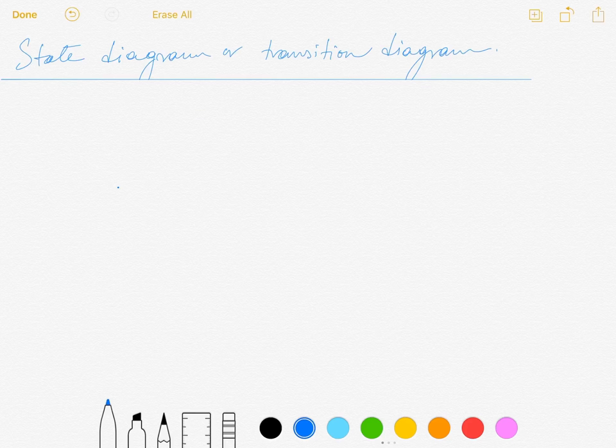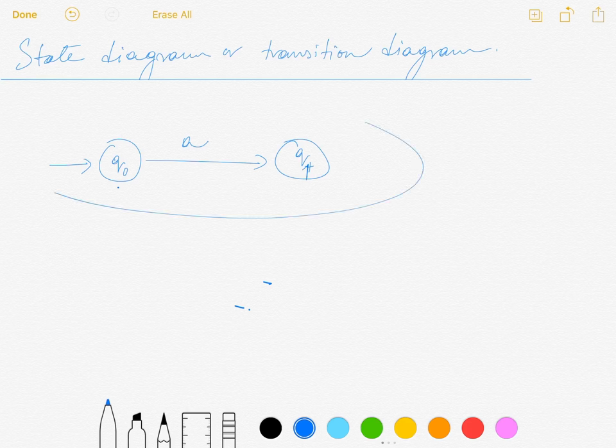Now, a state diagram shows how your states are changed from one state to another state after taking an input, after giving an input to that particular machine. Before taking that input, the machine may be in the state Q0, and after taking the input, the machine changes its state to Q1. That means this A is helping to change the state of the machine from Q0 to Q1. So, this is basically a state diagram.